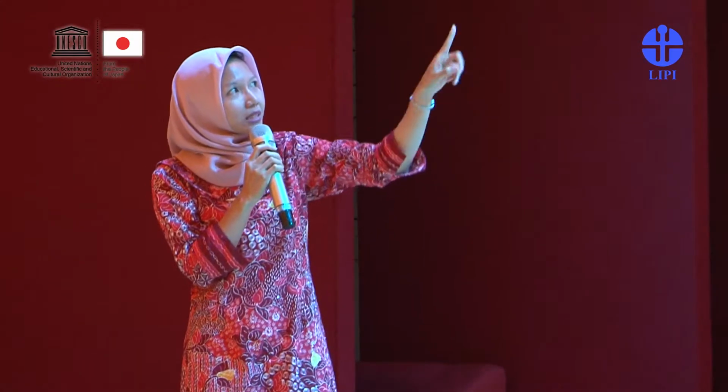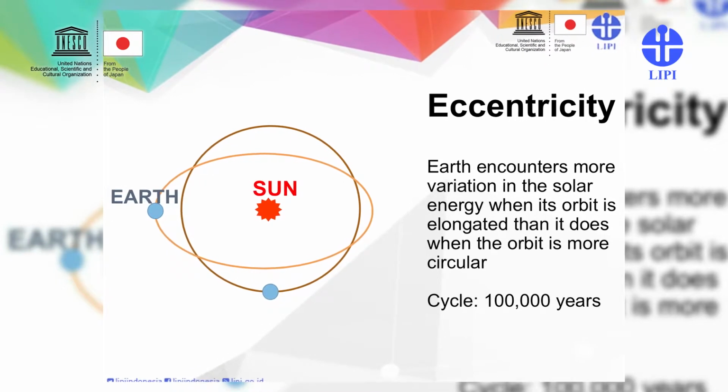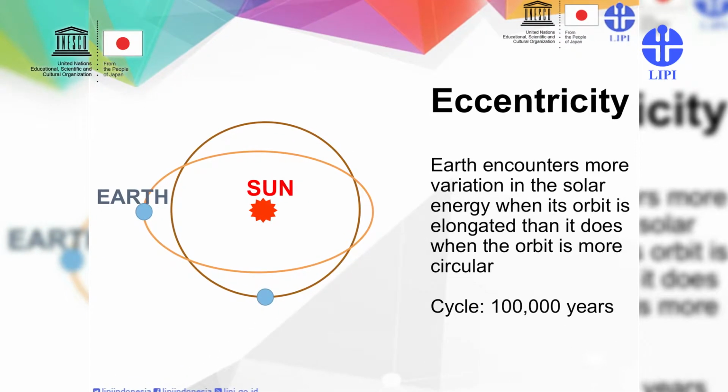What it means to our climate is that our planet encounters more variations in solar energy when we have this more elongated, orange type of orbit. And this has a cycle, 100,000 years of periodicity, just because of the way our planet and other planets work.